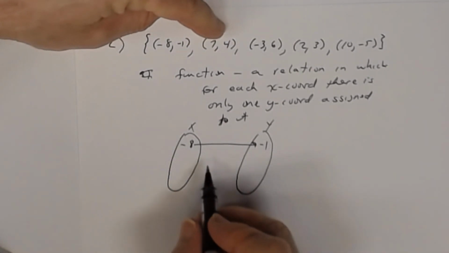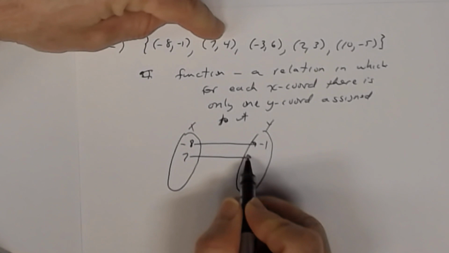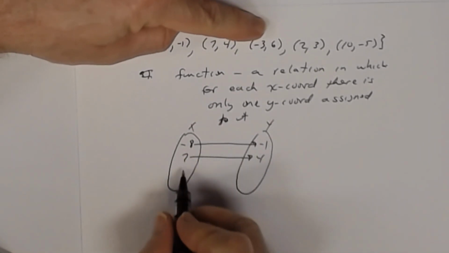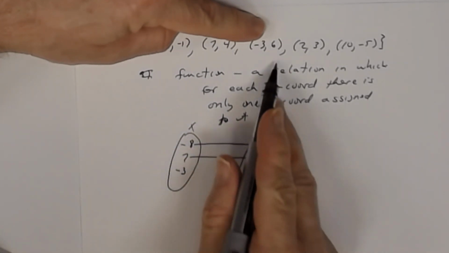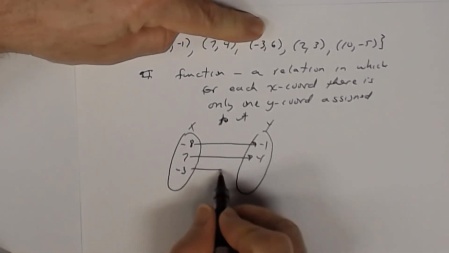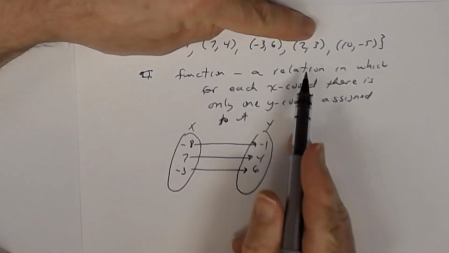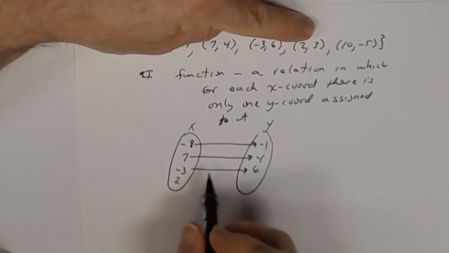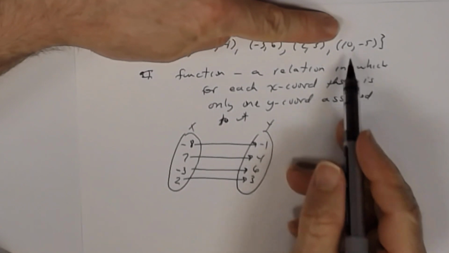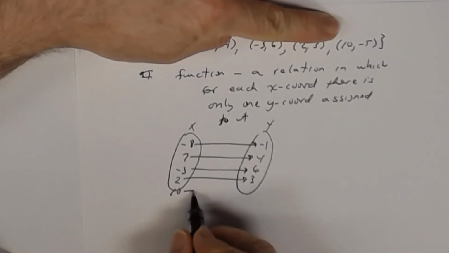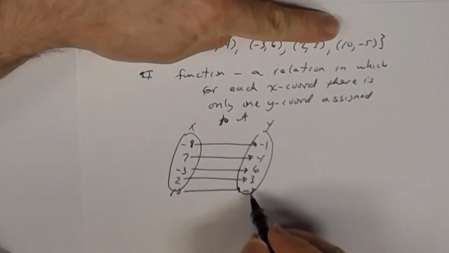The next ordered pair, when x is 7, my y value is 4. When x is -3, now again, I don't see a -3, so I'm going to rewrite it. My y value is 6. I don't see a 6, so I'm going to write it. When x is 2, I don't see a 2, I'm going to write it. My y value is 3. I don't see a 3, I'm going to write it. My x value is 10, I'm going to write it. My y value is -5. I don't see it, I'm going to write it.